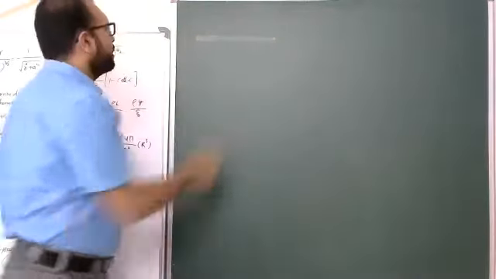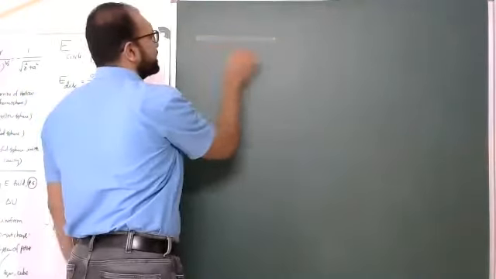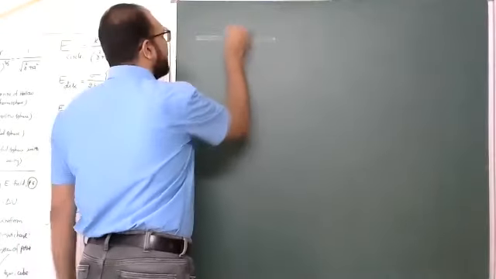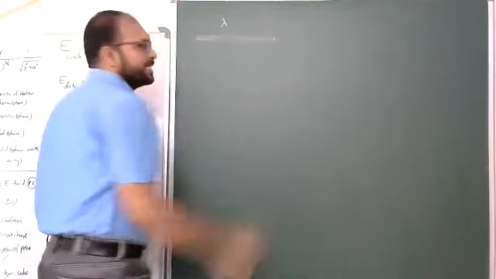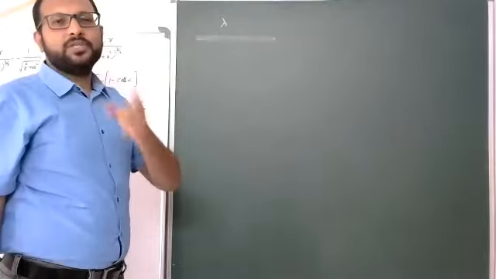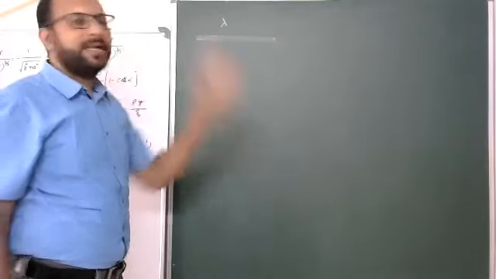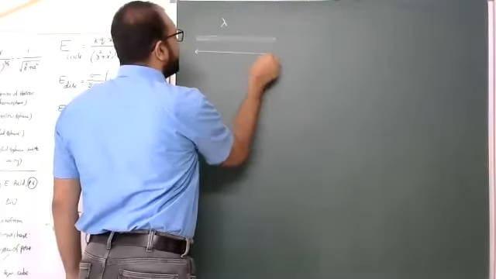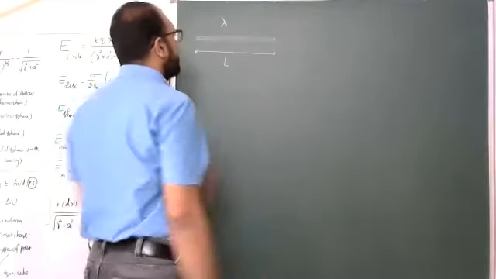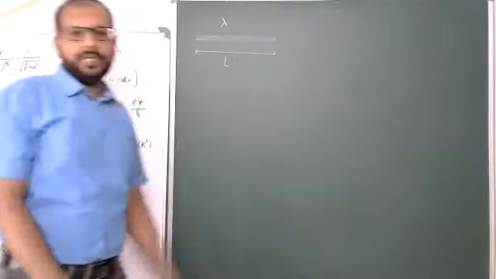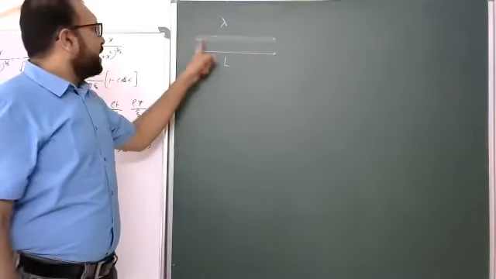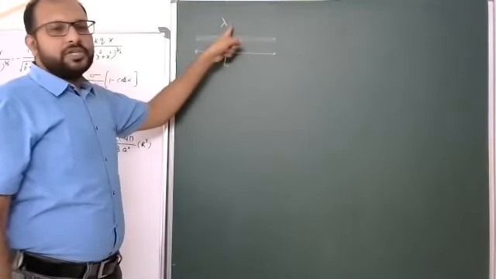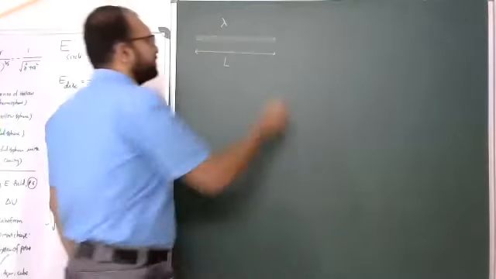Yes, it is linearly charged, right? That's why linear charge density. Already we know, charge per unit length, that is lambda I am taking. And from here to here, the length of the rod is capital L. Length capital L, linear charge density lambda.